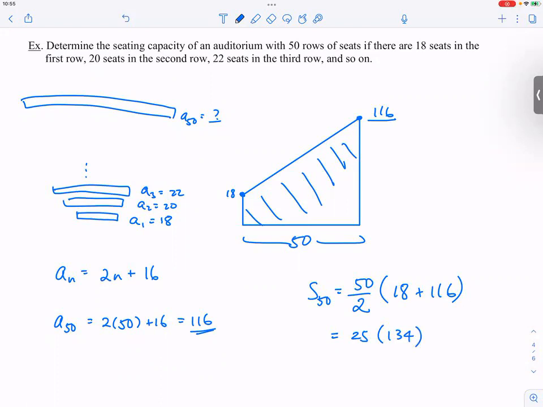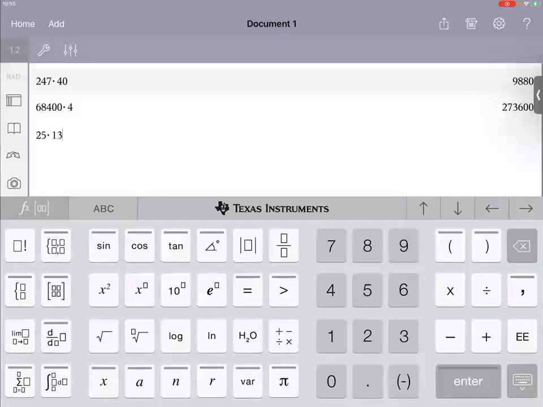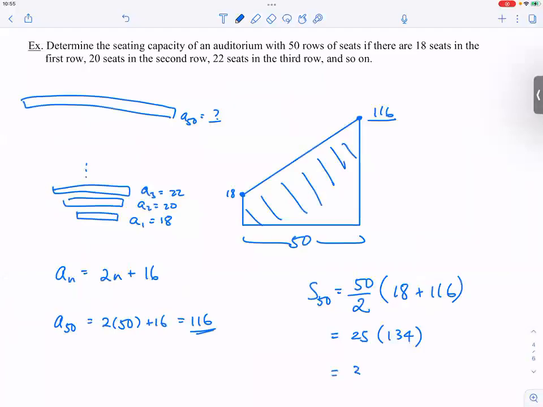And I'm going to run to my calculator. 25 times 134, 3350. Okay, so we have a total number of seats, 3,350 seats altogether.